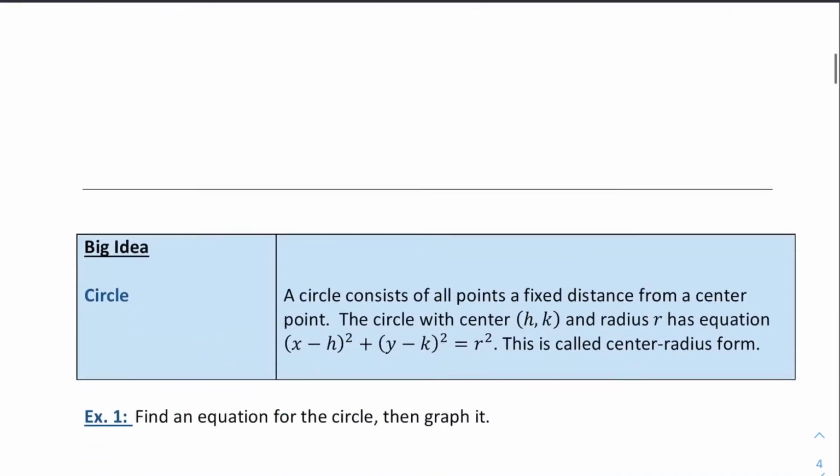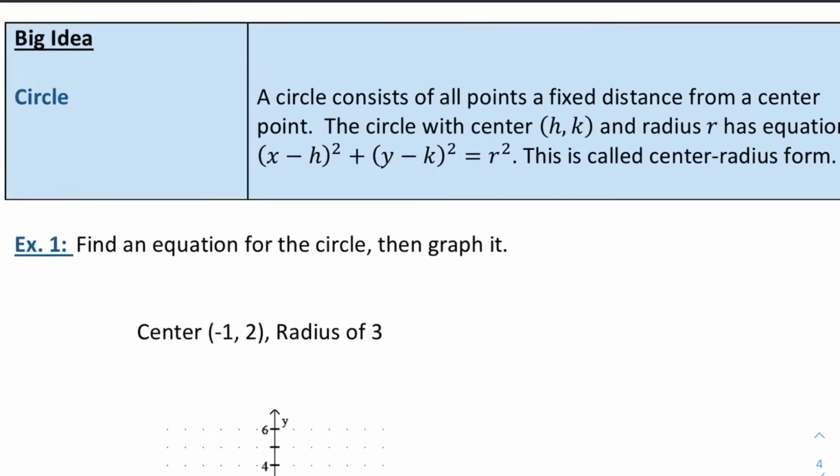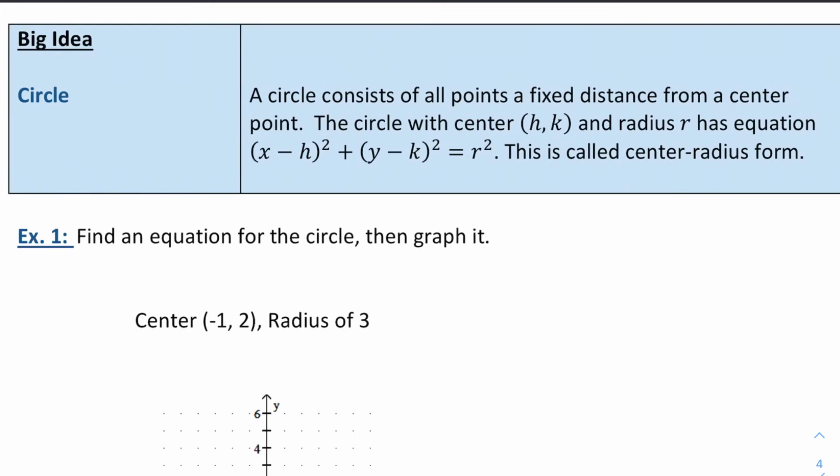We're going to look at some circles and their equations. A circle is all of the points that are the same distance from a fixed center point. Say that I have a circle that has its center at the point (2, -3), and a radius going out in all directions of 2 units.